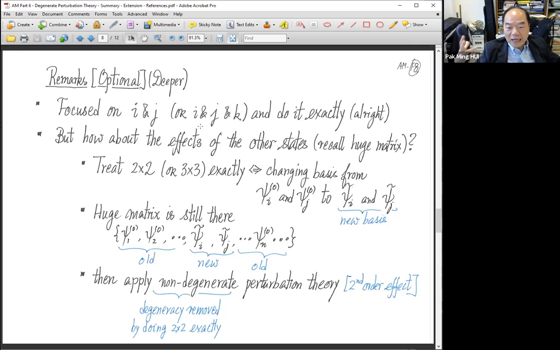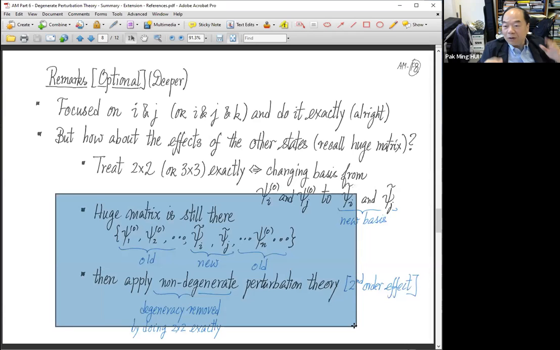We could generalize this idea to even 4 degenerate states or 5 degenerate states, like in your D state in your atom. You know, D has L equals 2, okay? So you have 2, 1, 0, minus 1, minus 2 for the M value. You can do the same. Again, if you are not happy with doing the small part exactly and stopping, you could include all the other states again by the non-degenerate perturbation theory method.